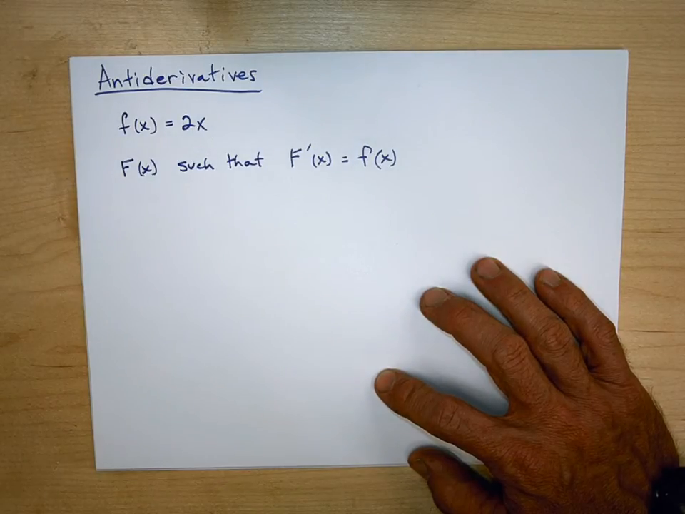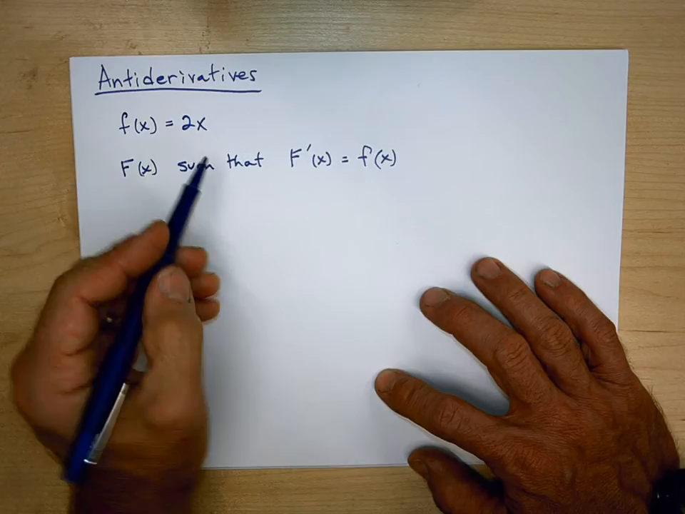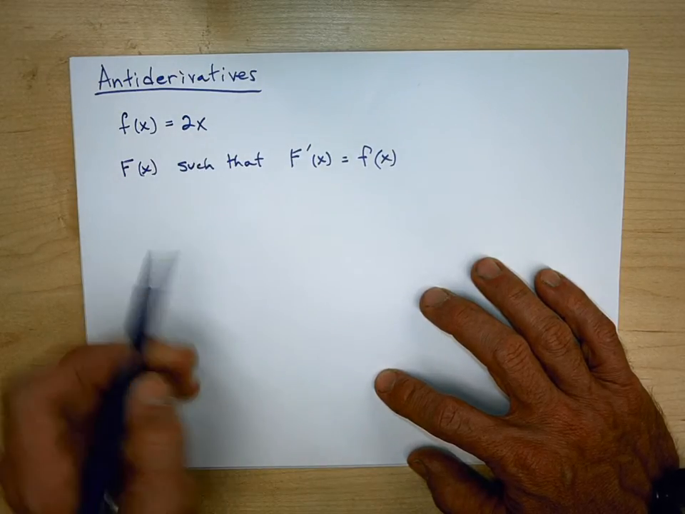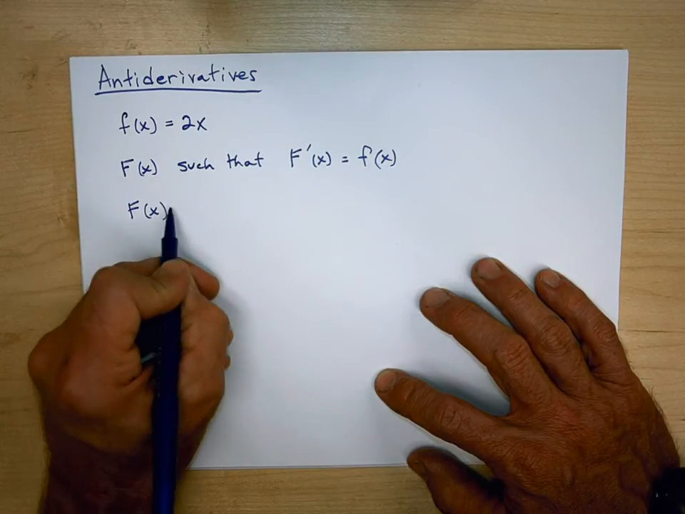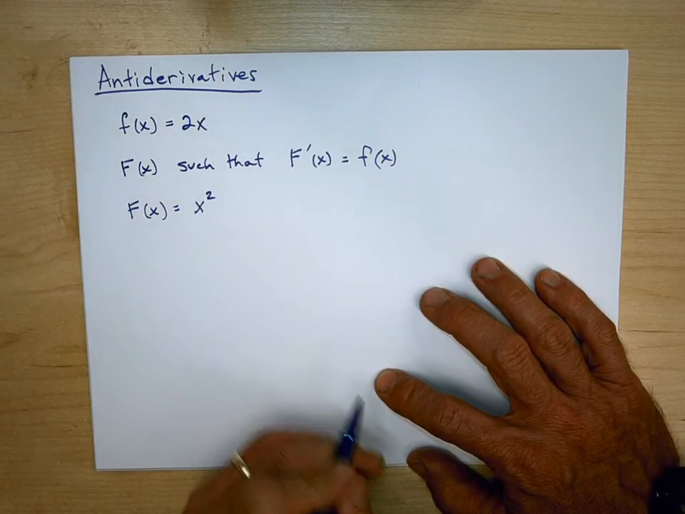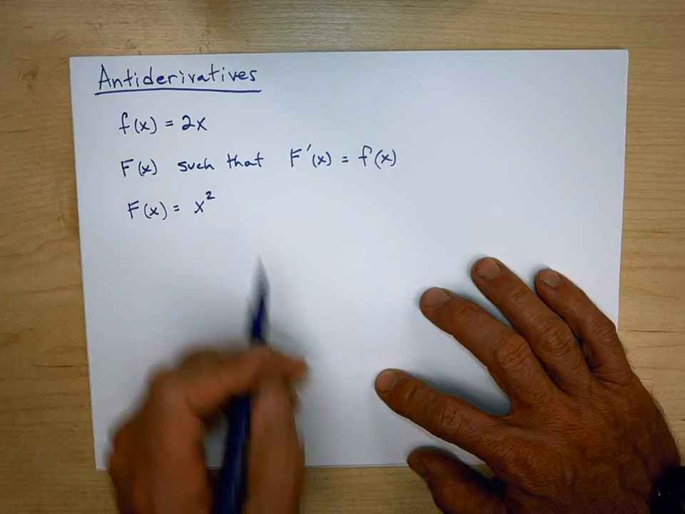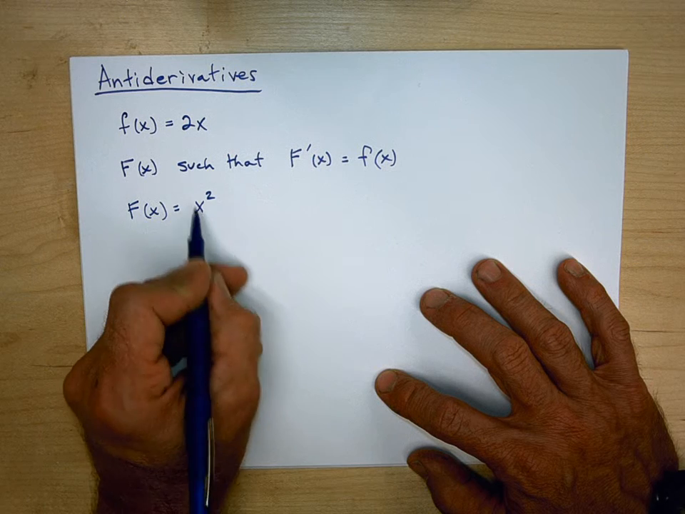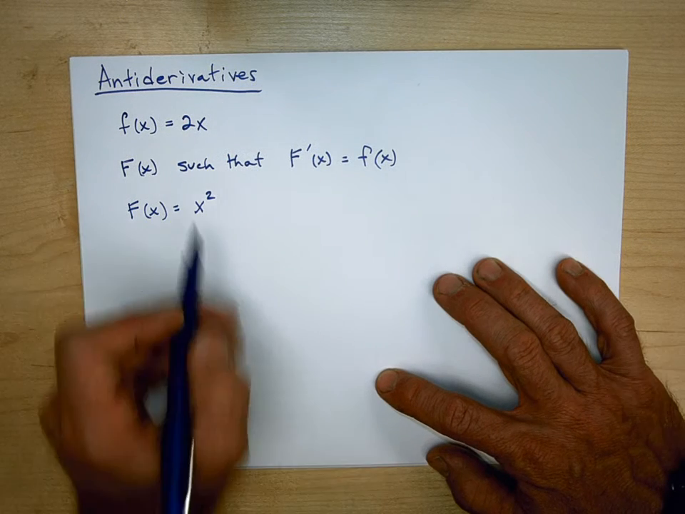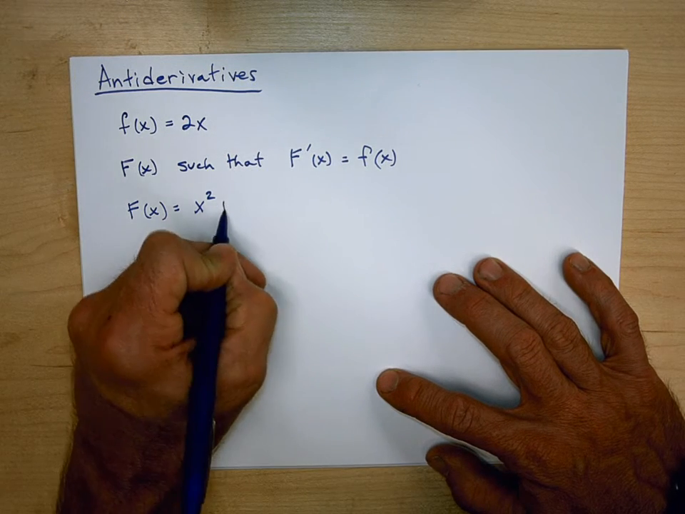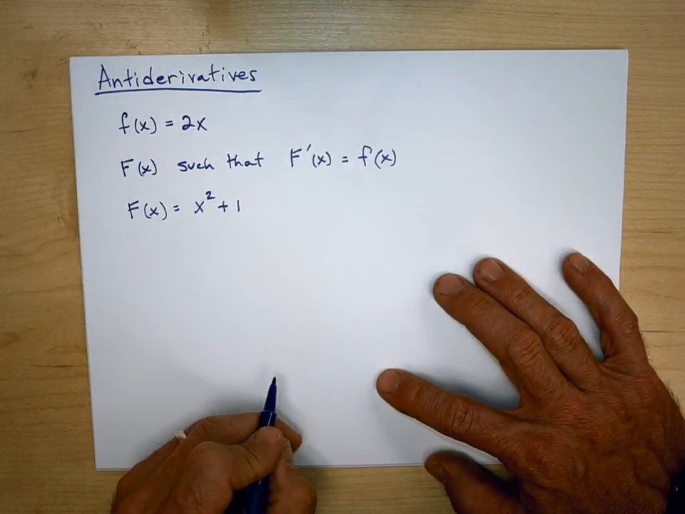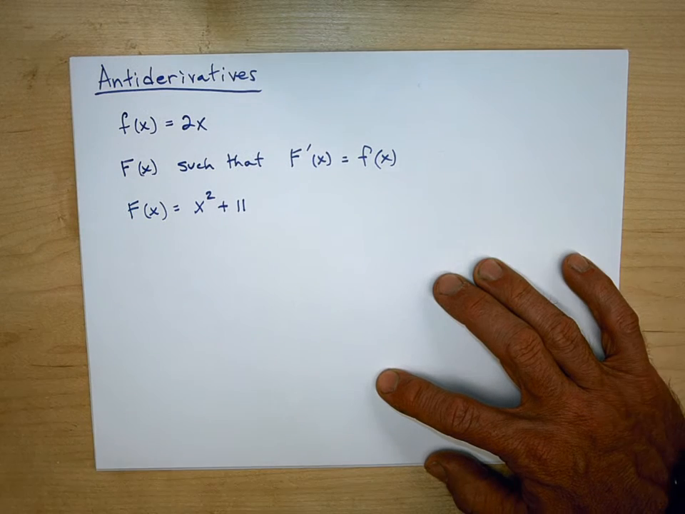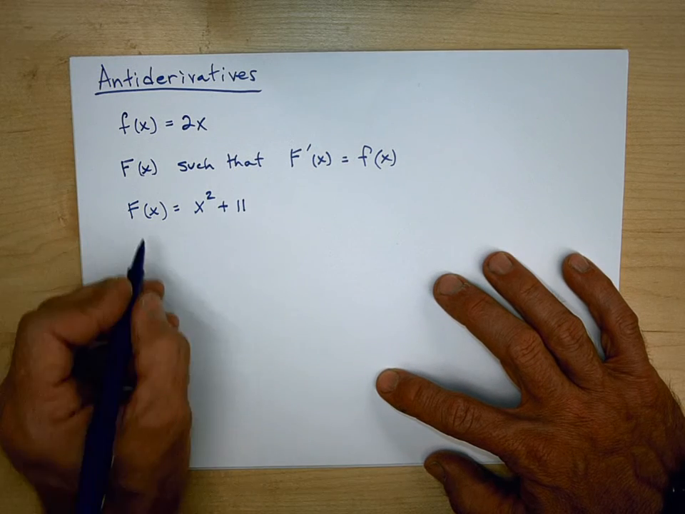You should be familiar enough with derivatives to work backwards and say, well, what could I take the derivative of to get 2x? Hopefully it makes sense that x squared does the trick, right? We take the derivative, we get 2x. But one thing to note here is that x squared isn't the only function that would give us 2x when we take the derivative. If I had x squared plus 1, that would also give me 2x. I could have x squared plus 11.